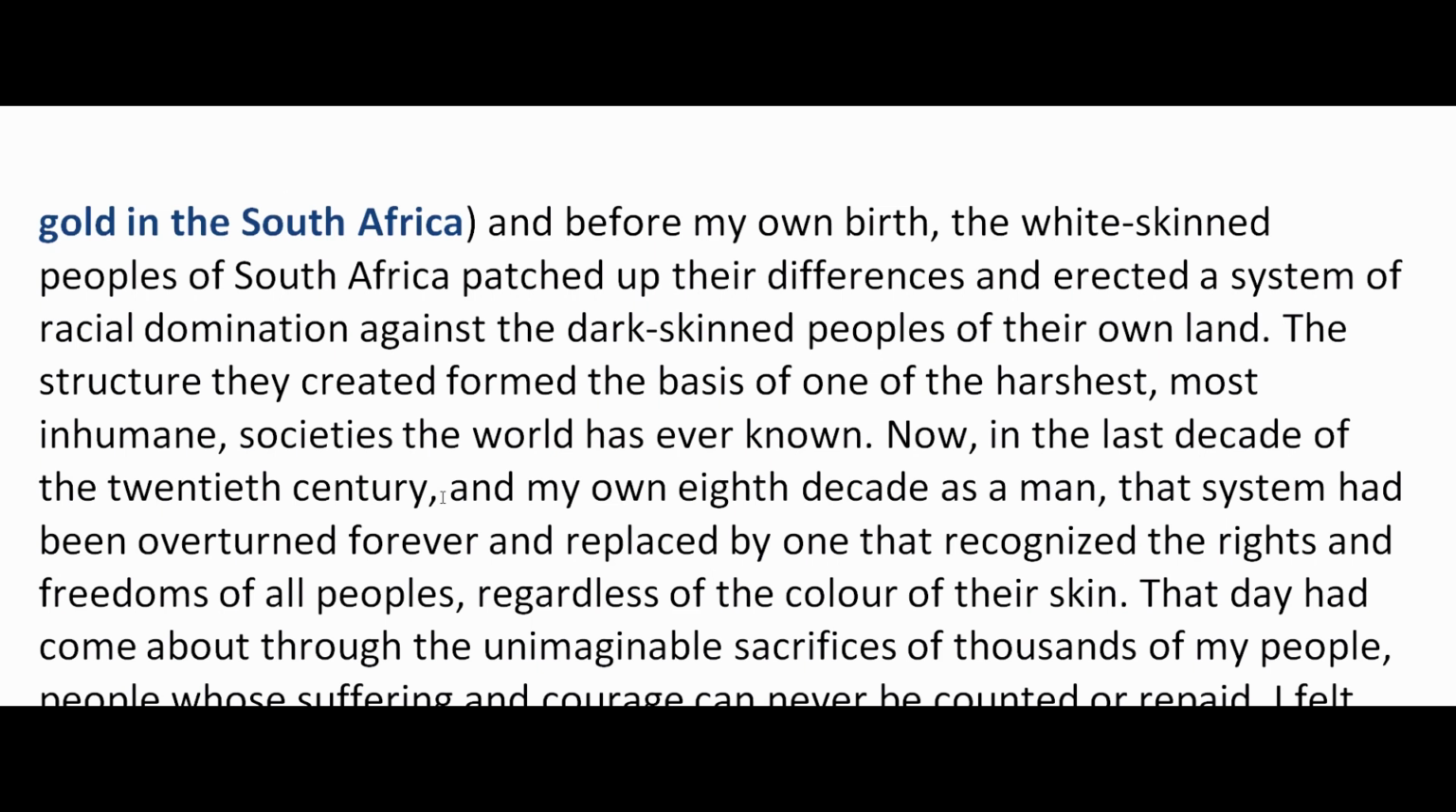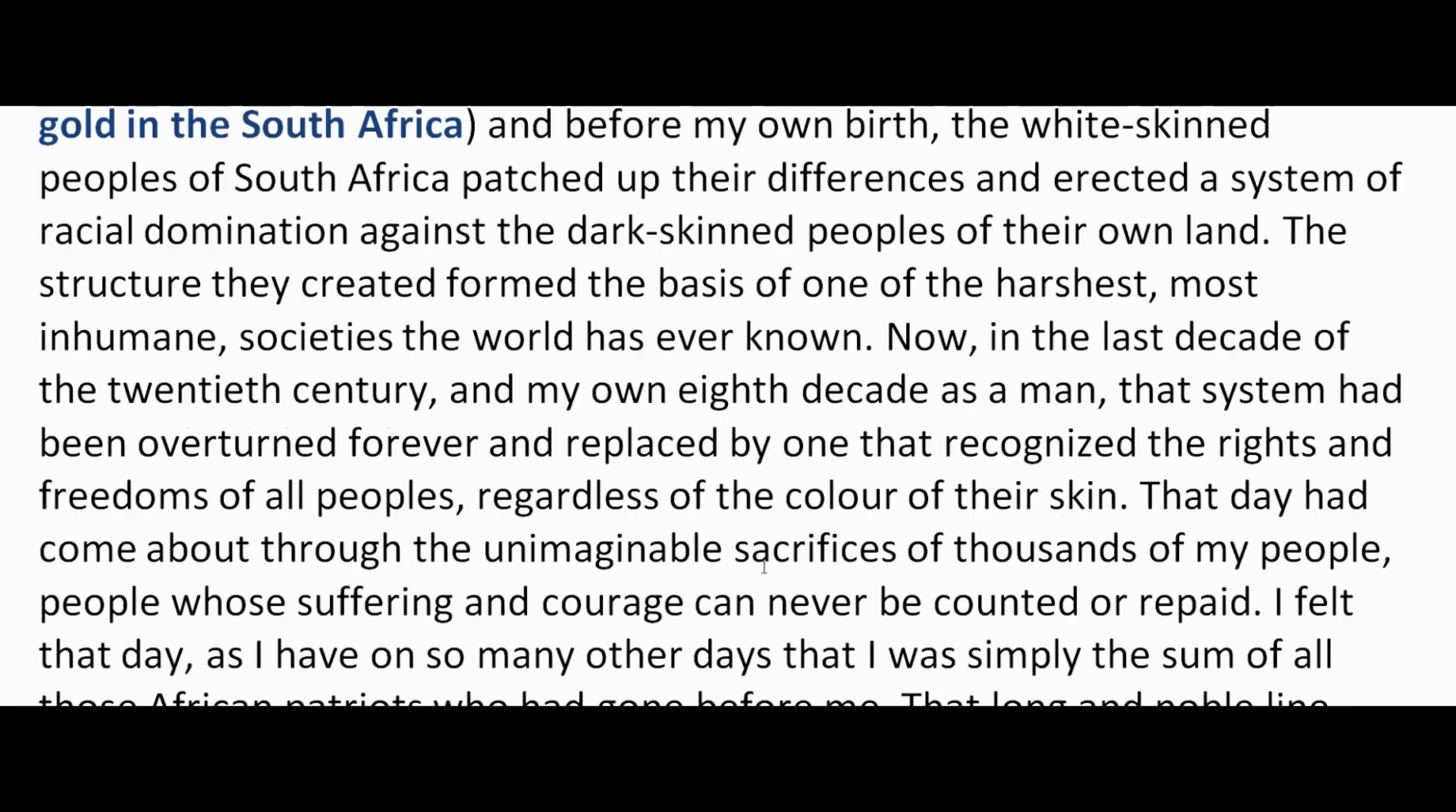as a man, that system had been overturned forever and replaced by one that recognized the rights and freedoms of all peoples, regardless of the color of the skin. But now he's saying that in the last decade of this 20th century, now what is happening? Everything has been overturned. Now that racial discrimination is over, the apartheid regime is over. Now there are no differences between white or black. Everybody is same, and now we are a part of new South Africa.